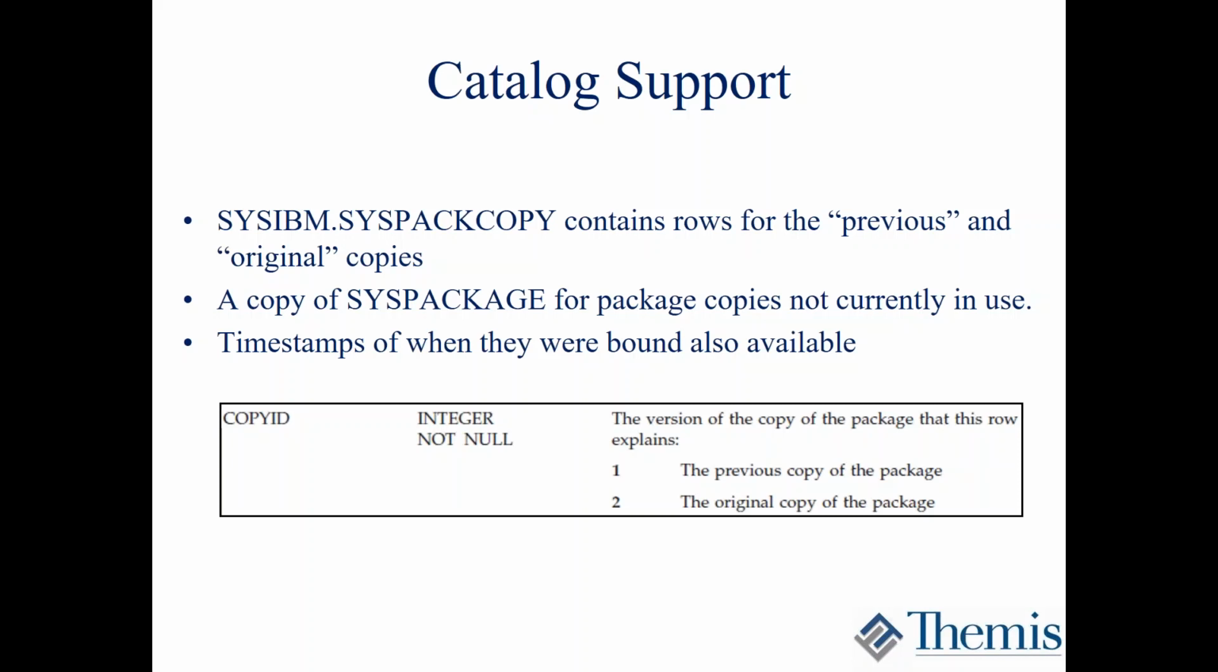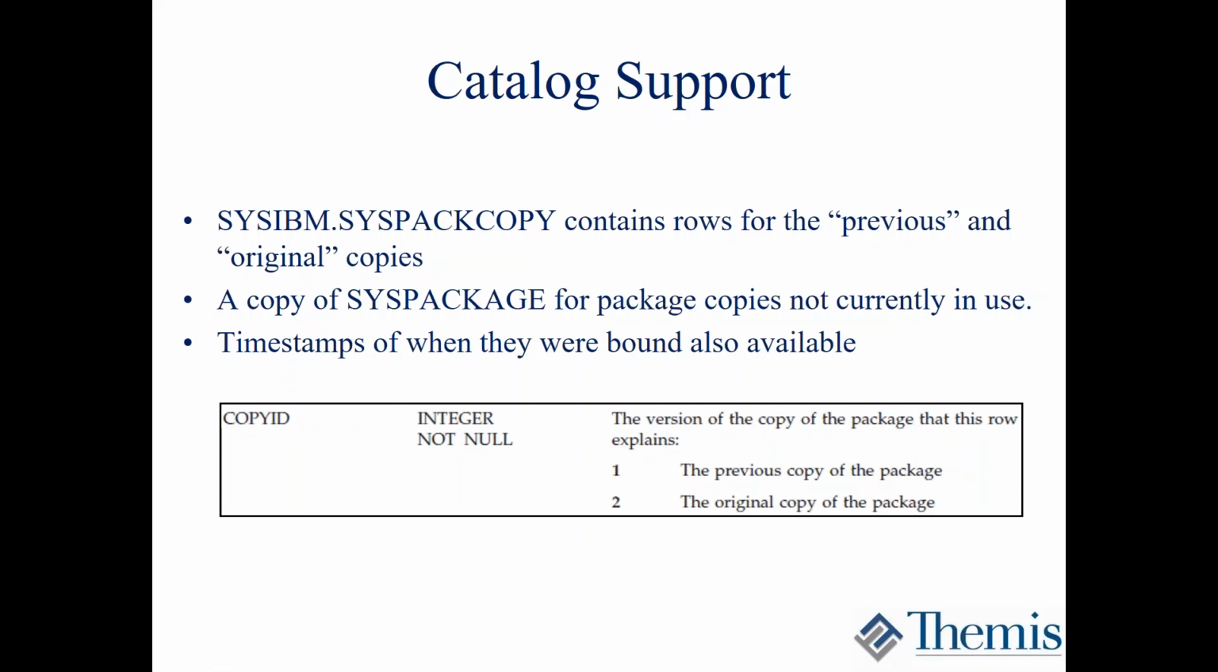So one of the frustrations when it was first introduced was I have all these extra copies of the packages that I have no idea where they are or what they look like. So we got catalog support for it beginning in version 10. You can see the timestamps of when they were bound. There's a copy ID column on that table that tells you which one's the original, which one's the previous. So copy ID of 1 for previous, 2 for original. Okay. And you can see the bind options that were used and all that. It kind of looks like SYSPACKAGE, only for the inactive copies.